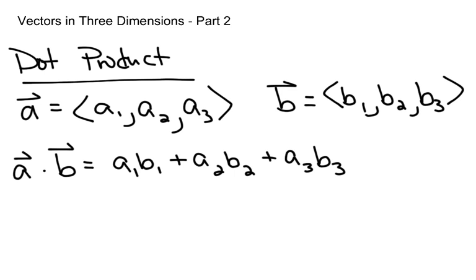In part 2 of vectors in 3 dimensions, we can also perform the dot product on vectors in 3 dimensions by doing the same thing we did in 2 dimensions. The only difference is we're going to have a z component. Remember, a dot product gives you a scalar quantity, not a vector.